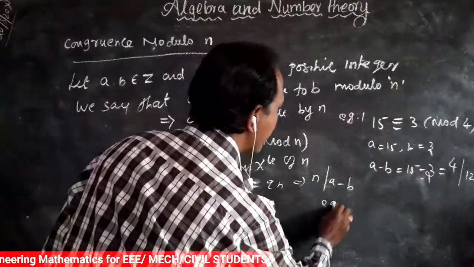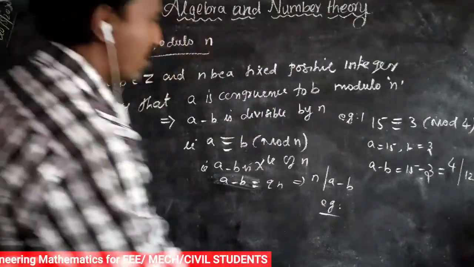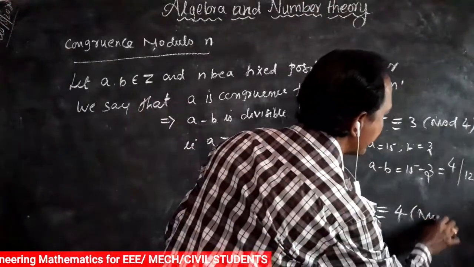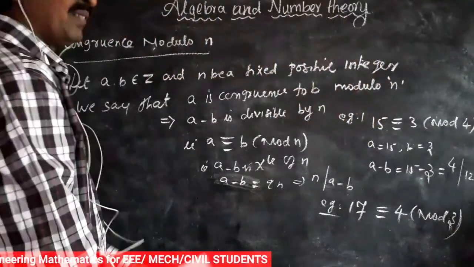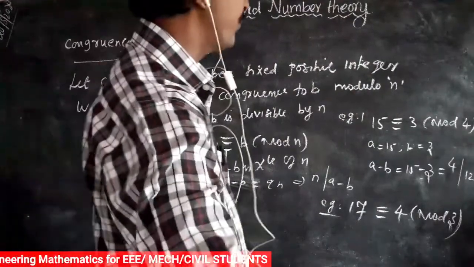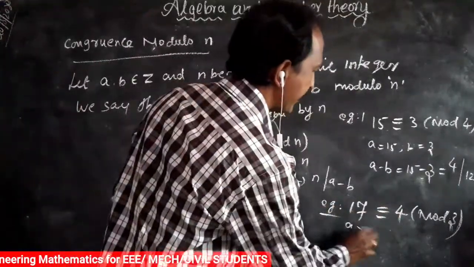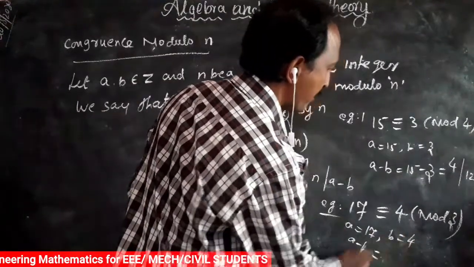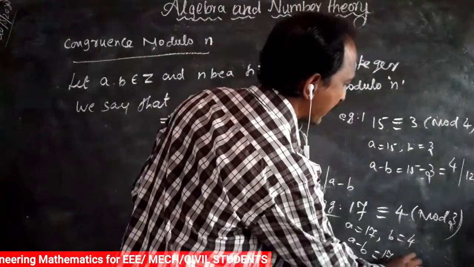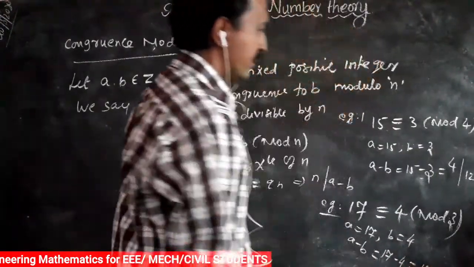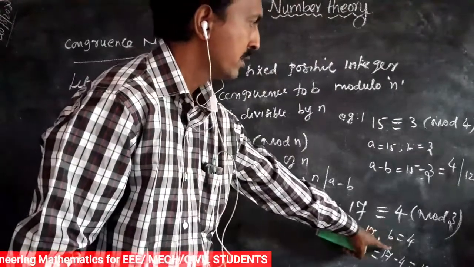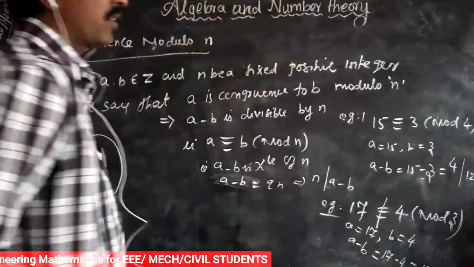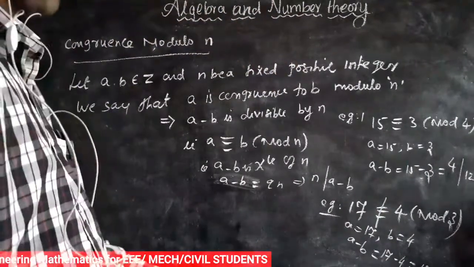Another example, 17 is congruent to 4 mod 3. Is it true? What is a? Here a is equal to 17 and b is equal to 4. a minus b is equal to 17 minus 4, so that is 13. So 13 is not divisible by 3. So this is wrong. So 17 is not congruent to 4 mod 3.